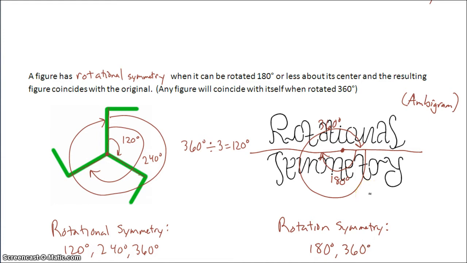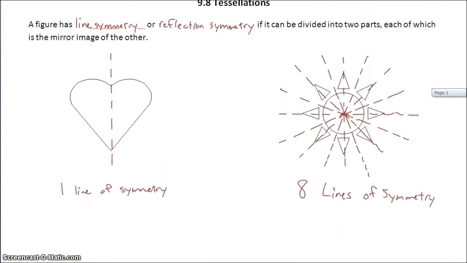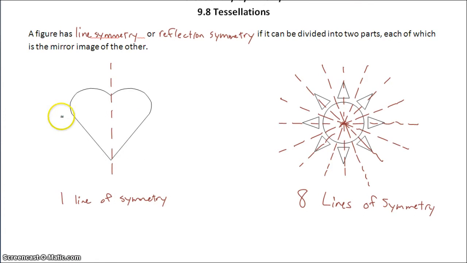Some objects can have both rotational and line symmetry. These two objects only have rotational symmetry. There is no line that reflects mirror images in either one of these figures. Now if I look at the first example, the only rotational symmetry I have is 360 degrees. So in this object I would say that there is no rotational symmetry. So this object does not have rotational symmetry. But this object has line symmetry and rotational symmetry.